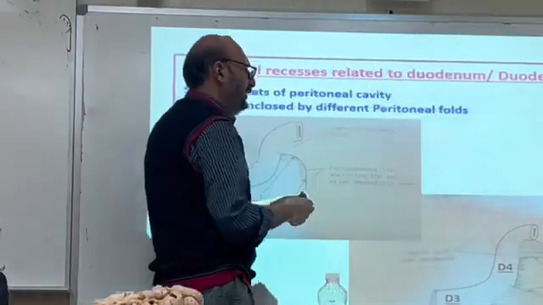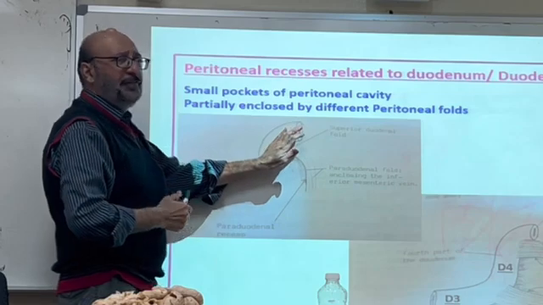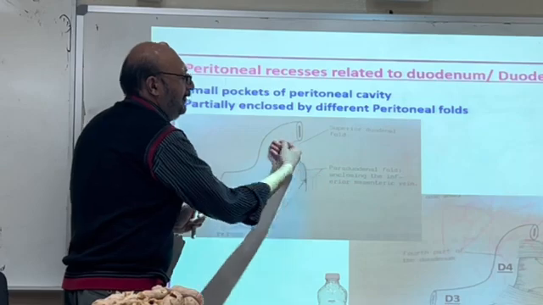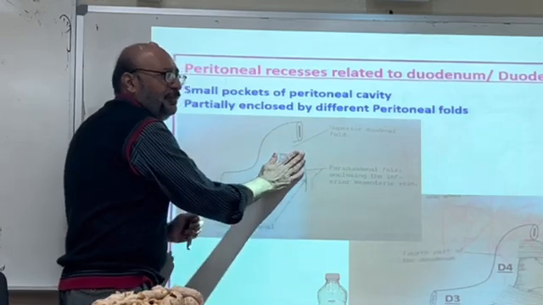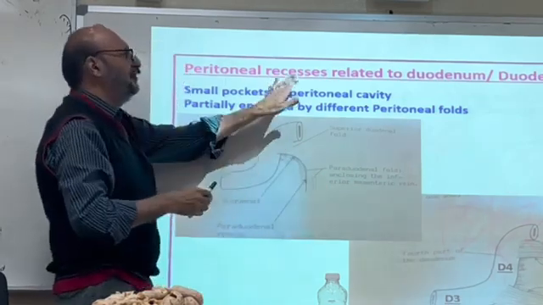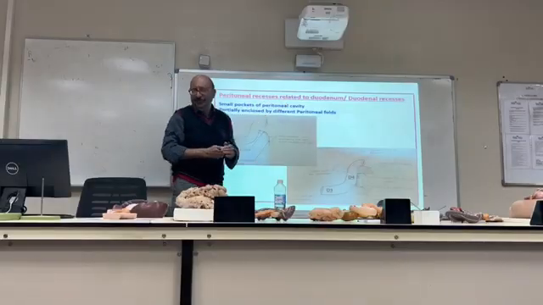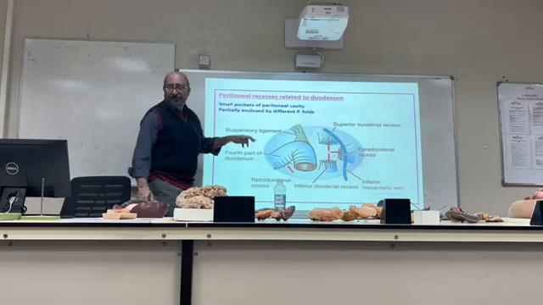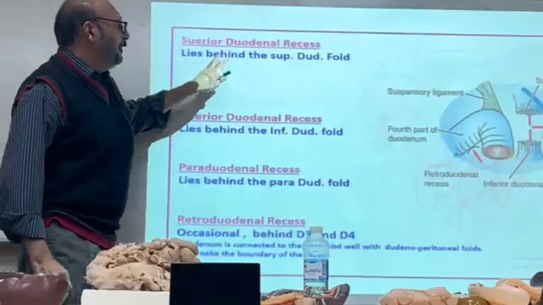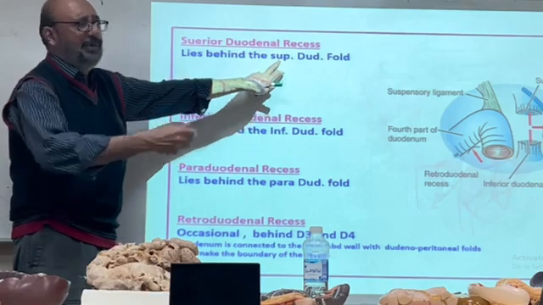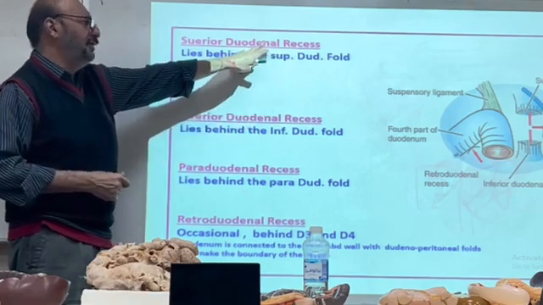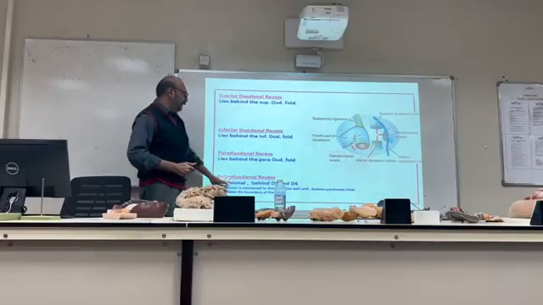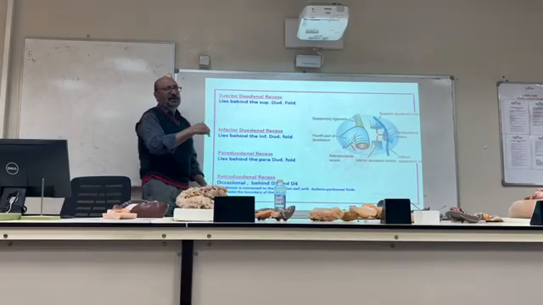Let's see the herniation here. This is a part of intestine, for example, D3 or D4. Here we have attachment and here we have a potential space. All such potential spaces are known as recesses. So we have duodenal recesses, which are important to us. We have the superior duodenal recess, behind there is a fold in the upper part. So superior duodenal fold, we have superior duodenal recess. Like inferior duodenal recess, like paraduodenal on the side, and like retroduodenal on the back, behind the duodenum.